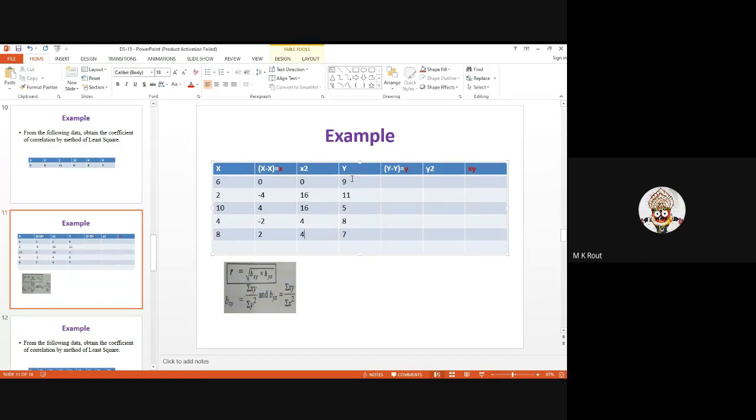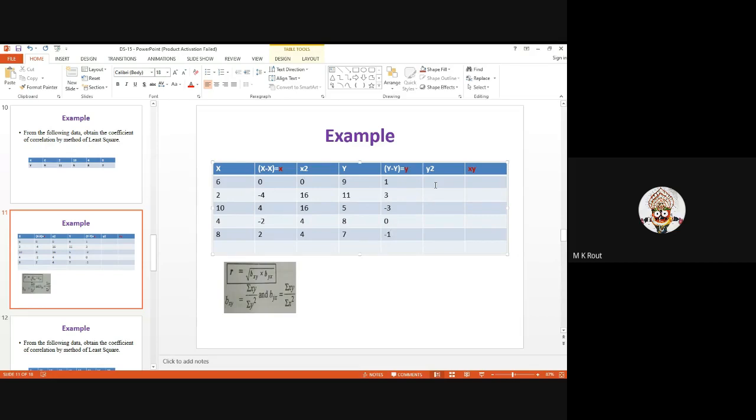Then moving to the next part, in case of y variables, first calculate the y bar or mean of y. What is the value of mean of y? 8. The first one is 9 minus 8, that equals 1. 11 minus 8, that is 3. Then 5 minus 8, that is minus 3. The next one is 8 minus 8, that is 0. Again 7 minus 8, that is minus 1.